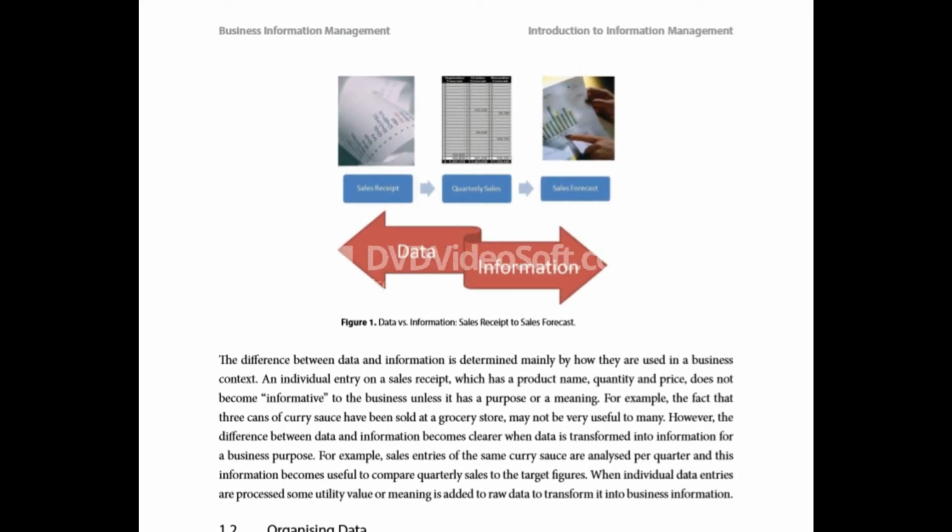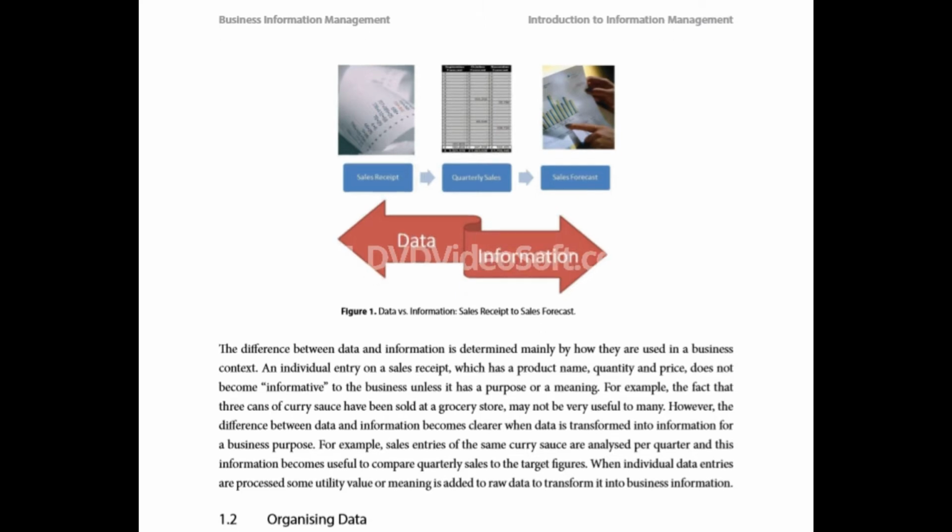Okay, so an individual entry on a sales receipt showing the product name, quantity, and price does not become informative to the business unless it has a purpose or a meaning. For example, the fact that 3 cans of curry sauce have been sold at a grocery store may not be very useful to many. However, the difference between data and information becomes clearer when data is transformed into information for a business purpose. Yes, whenever the data is transformed into information for a business purpose, then it becomes clearer what is the data and what is the information.